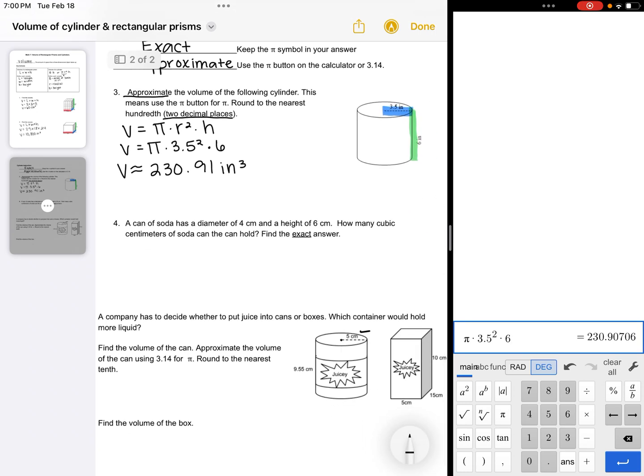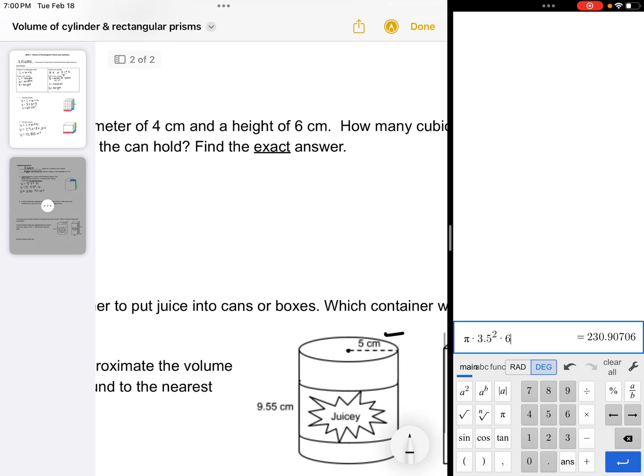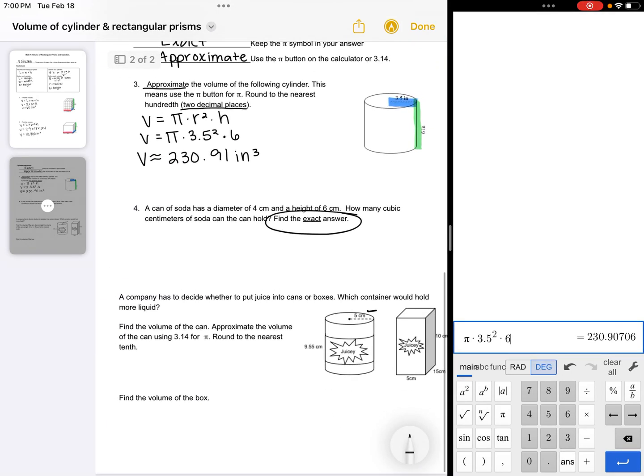Number 4. This does not have a picture, but I'm going to read the description. It says a can of soda has a diameter of 4 centimeters and a height of 6 centimeters. How many cubic centimeters of soda can the can hold? Find the exact answer. So first off, I see that it tells me to find the exact answer. That tells me I'm going to have the pi symbol in my answer.